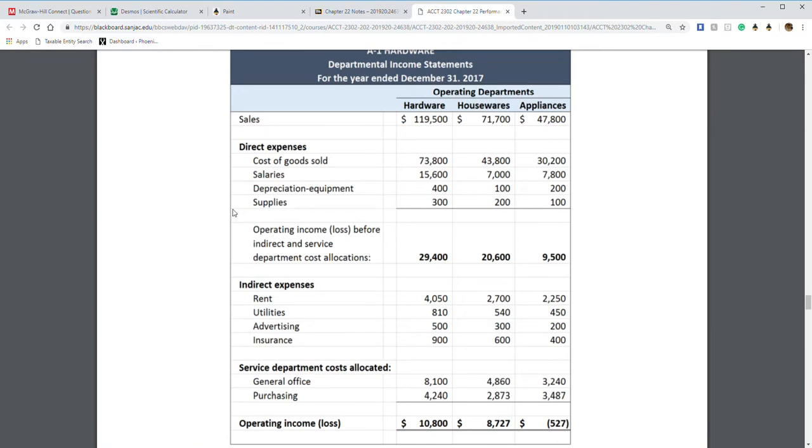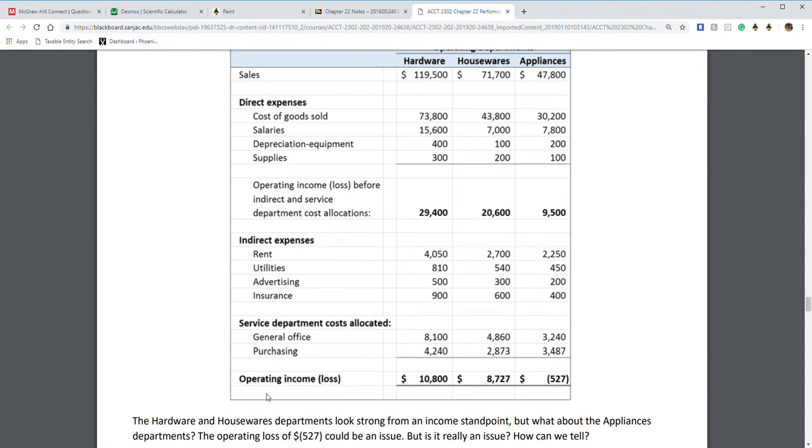And notice that we'll figure out operating income before our allocations. So this is how they look before. Next, we do our indirect expenses. So it shows how much expense got allocated to each one. Then we have our service department allocations, the general office and purchasing. And then finally we get our operating income or loss.